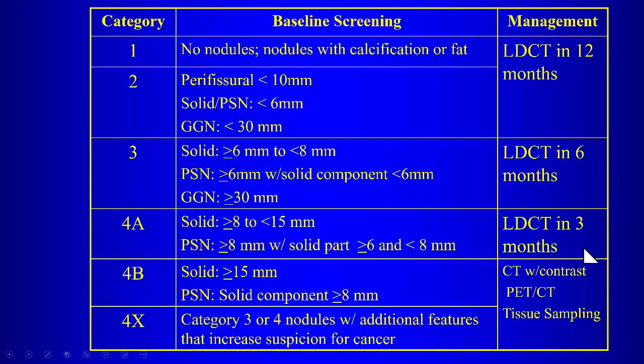Now, the options for when you give a score of 4, a lot of you guys kind of cut and paste the options here where it says low dose CT in 3 months, CT with contrast, PET CT, or tissue sampling. And you just put that in the recommendation, right? But that's not what you're supposed to be doing. What you're supposed to be doing is looking at all of these options. And for that particular patient, what do you think is the best option, okay?